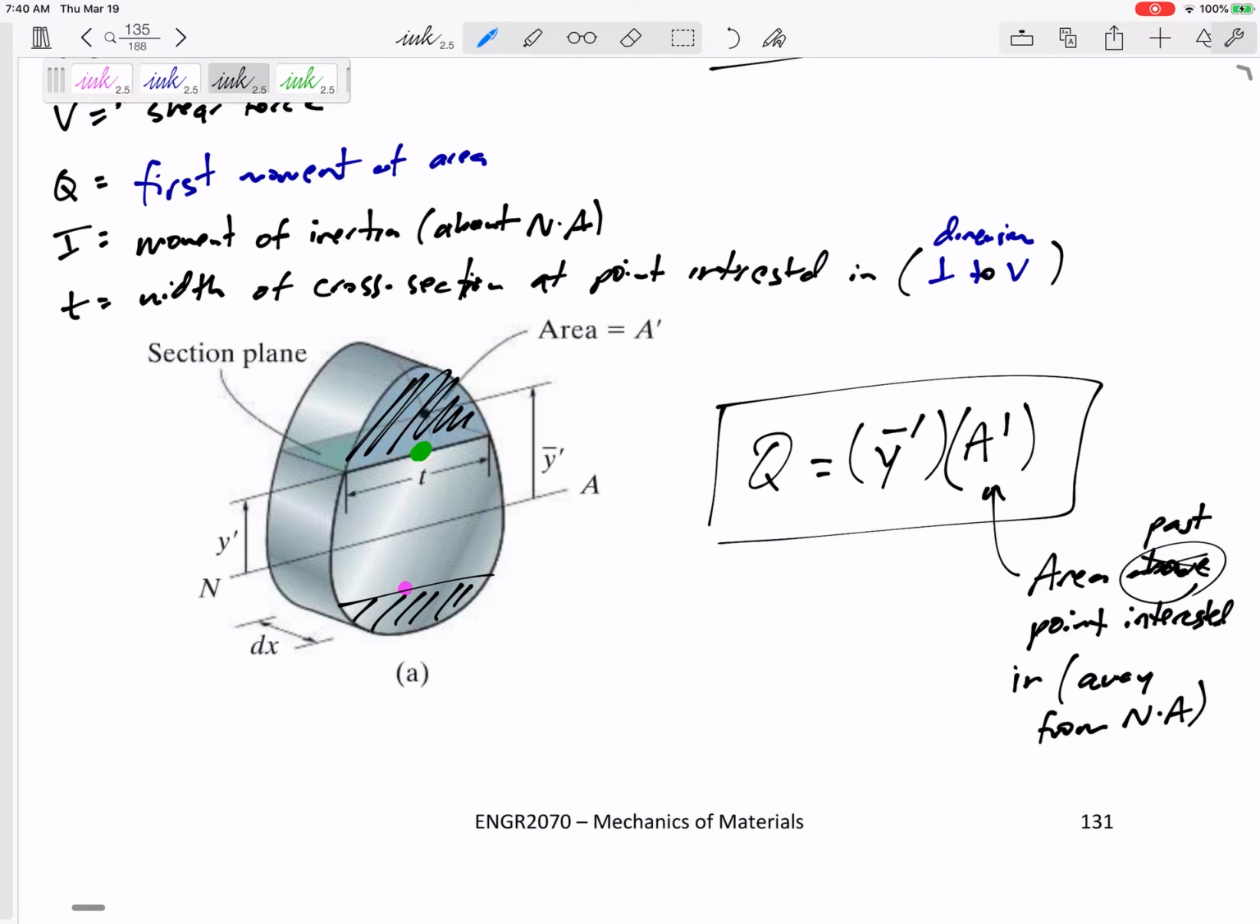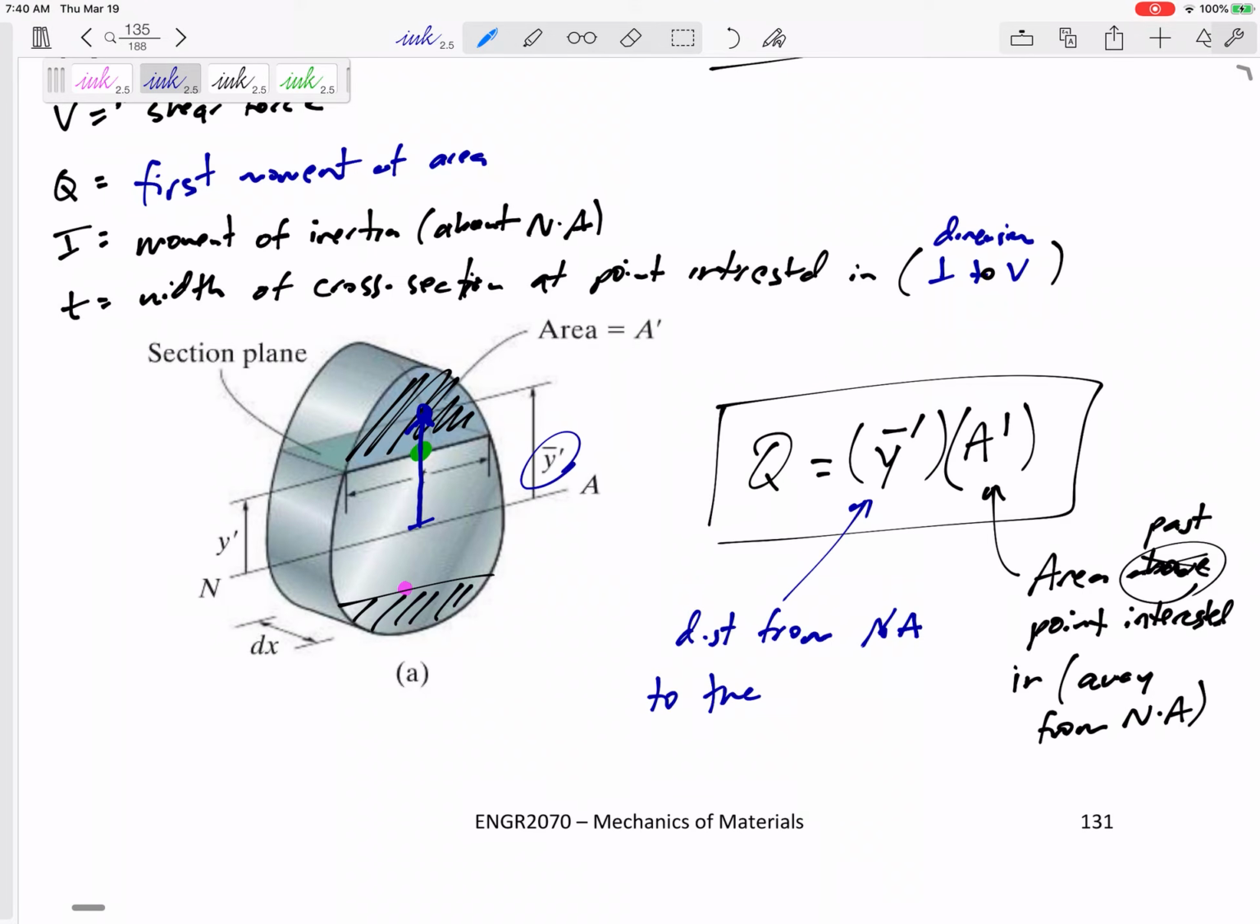Okay, now the Y bar prime is the distance from the neutral axis. It's not, so don't draw this, the distance to the point you're interested in. It's further than that. It's the distance past the point you're interested in to the centroid of A prime.